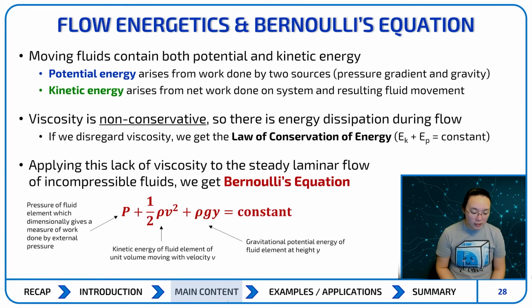So let's just take a look at what each of these mean. P is the pressure of the fluid element, which dimensionally gives a measure of work done by external pressure. You have your kinetic energy element, which is 1/2 rho v squared. That's the kinetic energy of a fluid element of a certain unit volume moving with a velocity of v. And finally, you have something very similar to mgh, which is the gravitational potential energy of the fluid element at a height of y. So you have the density times gravity times the height y.